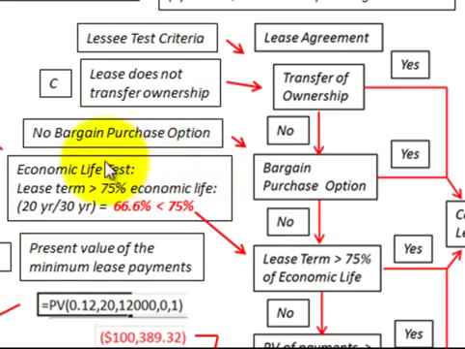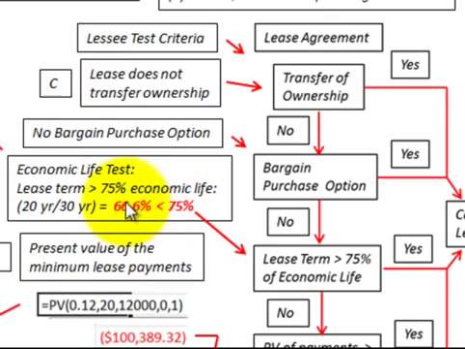Let's look at how we test that. We have an economic life test: is the lease term greater than 75% of the economic life? The lease term in this case was 20 years and the economic life is 30 years, so you divide the 30 years into the 20 years and you get 66.6% for the economic life test. So it's less than the 75%, and it failed the test.